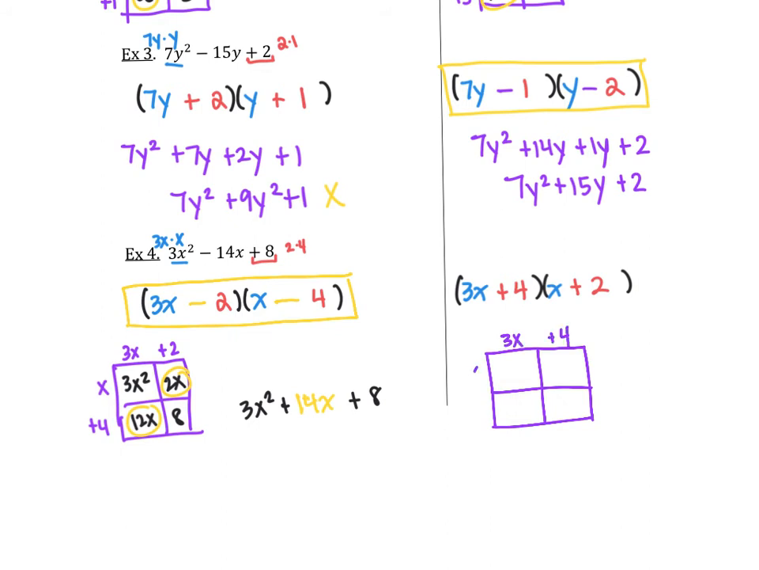3x plus 4, x plus 2. 3x times x is 3x to the second. X times 4 is 4x. 2 times 3x is 6x. 2 times 4 is 8. 4x and 6x is 10x. Plus 8, which is wrong, but I knew it was going to be wrong, so that's okay.